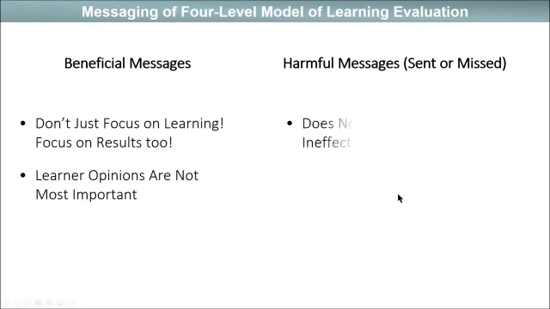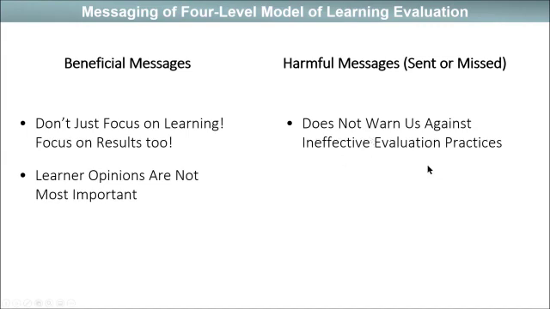So, okay. One of the things that's harmful, the 4-level model does not warn us against ineffective evaluation practices. If I asked you what you think the most common way that we evaluate learning is, you're going to tell me it's smile sheets, but that's not actually correct. The most common way is that we measure attendance or completions. Yeah. Okay. So the Kirkpatrick model doesn't warn us against those, and I think a good model should warn us against things that we should not do, not just things we should do.